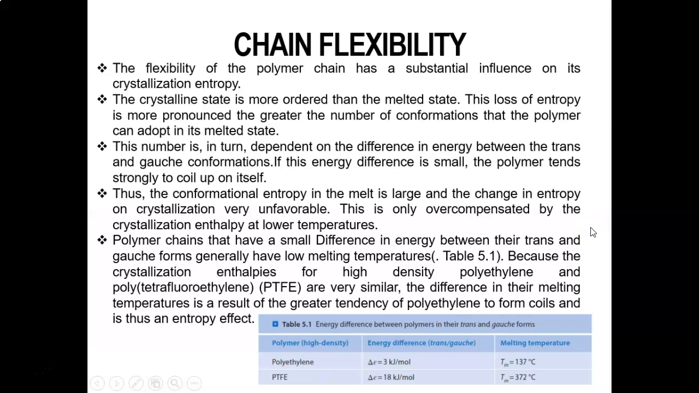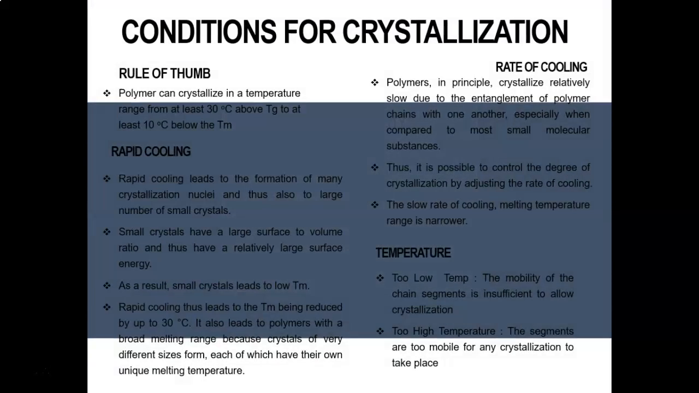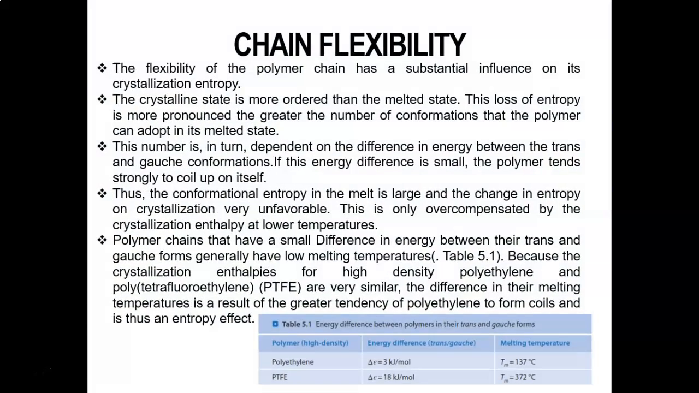We look at the next slide. A factor affecting the melting temperature is the chain flexibility. The flexibility of the polymer chain has a substantial influence on its crystallization entropy.